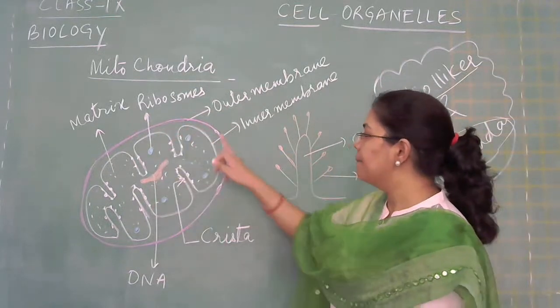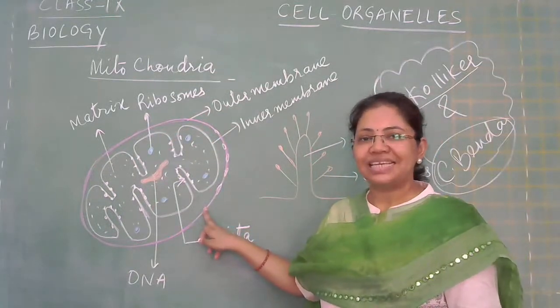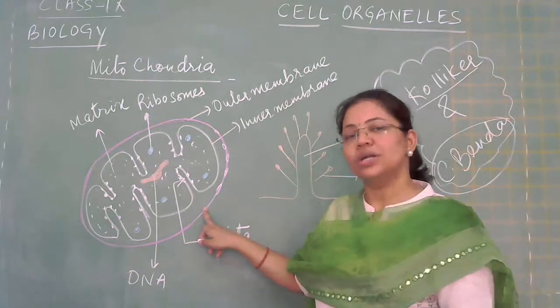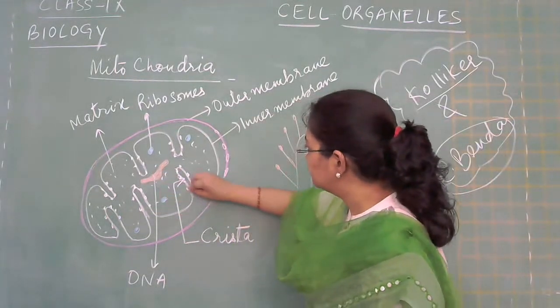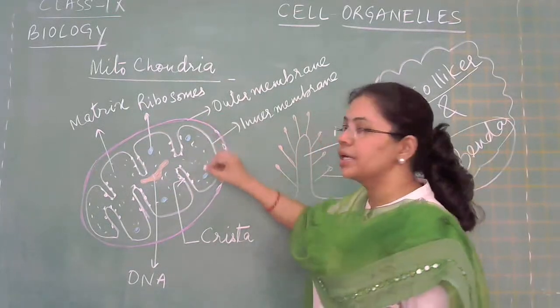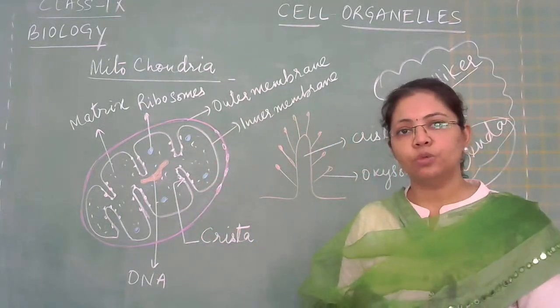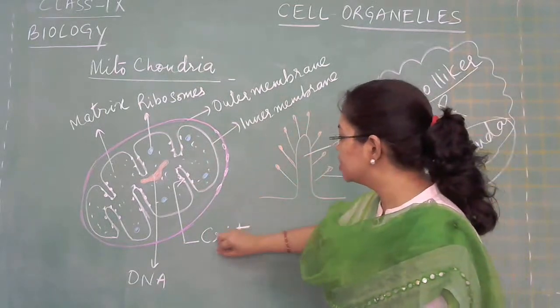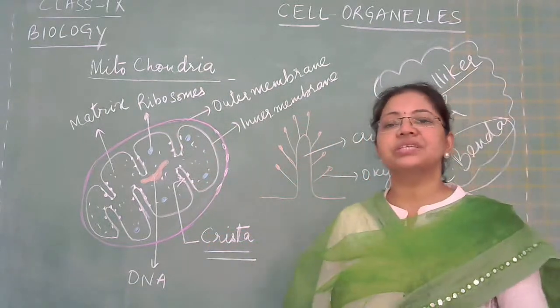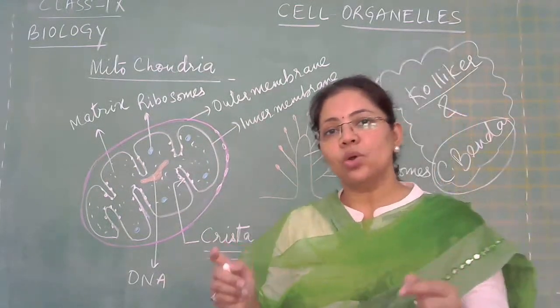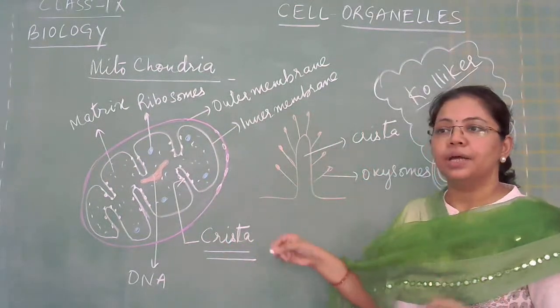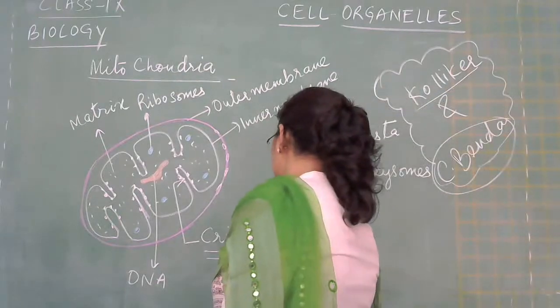Whereas the inner membrane of mitochondria is not smooth. It is not smooth because it is deeply folded inside the cell organelle in the form of finger-like projections, and these projections are known as cristae. These projections are known as cristae. The singular is crista and the plural is cristae.